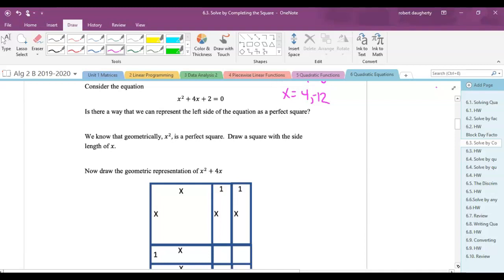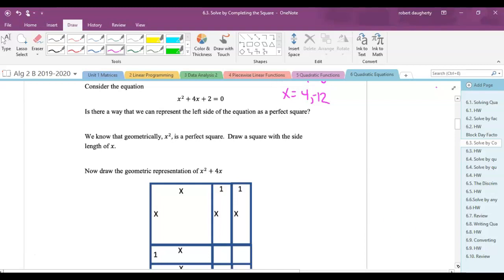What are the factors of 2? 1 and 2. Is there any way I can conceive of adding those together and getting a 4? No, so I cannot factor this. This one can't be solved by factoring, okay? The only factors are 1 and 2, so I can't factor it. It's not a perfect square. I can't take the square root of both sides, but can I work some algebraic magic to make it a perfect square? And that's what we want to talk about.